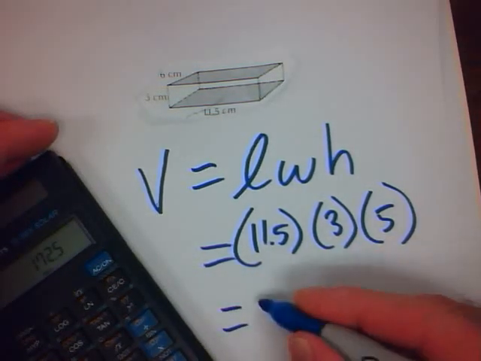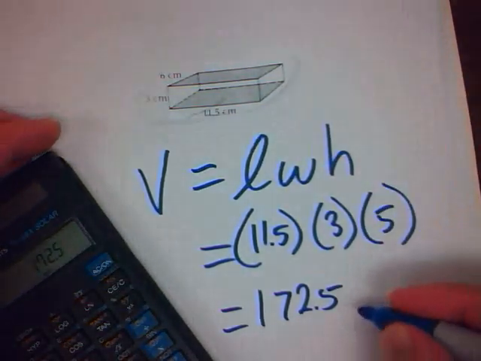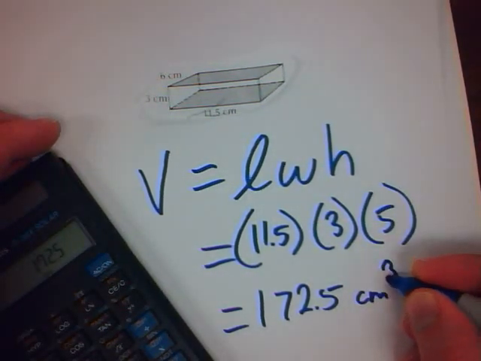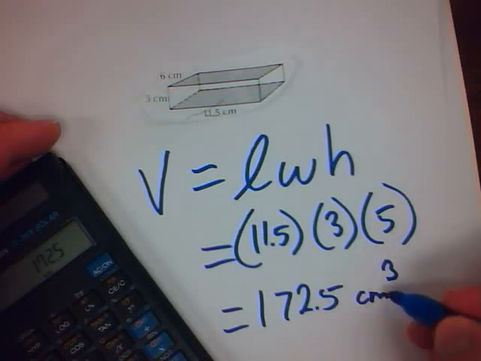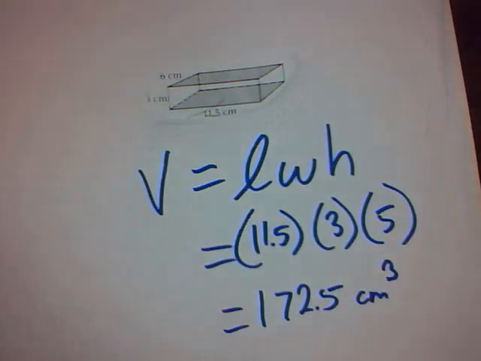And it gives me the answer, 172.5, and these are centimeters cubed. And that's the correct units for volume. Volume units in centimeters, meters, and so on will be cubed. And that is how to calculate the volume of a rectangular prism.